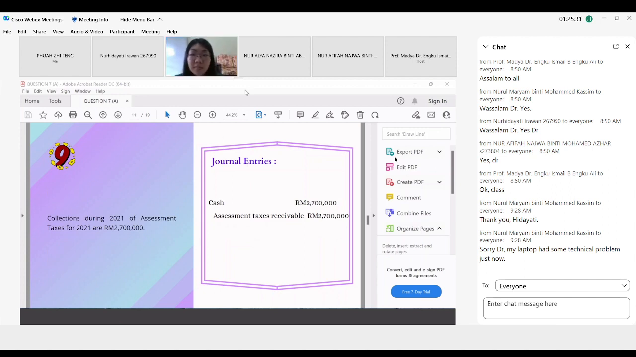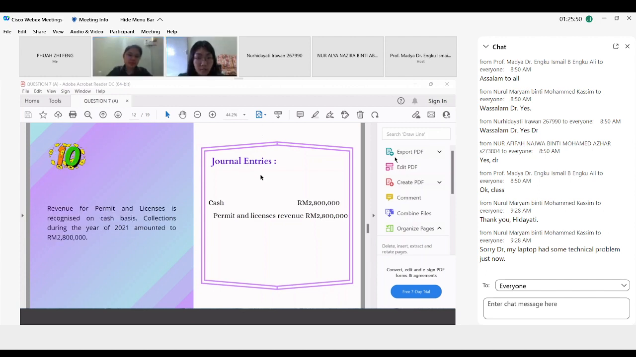Okay, thank you. Now I would like to continue the presentation. So for the info 9 to record the collection of assessment tax receivable for 2021, we will debit the cash and credit the assessment tax receivable with the amount of 2,700,000. Next. For the info 10, we want to record the revenue for permit and license. So we will debit the cash and credit the permit and license revenue account with the amount of 2,800,000.